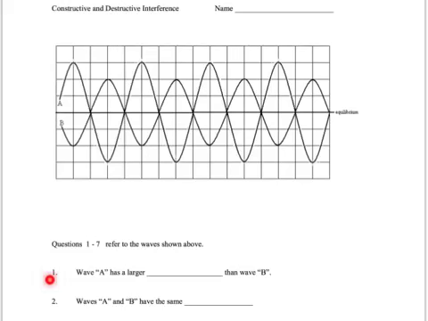Well, question number one, we have wave A, which is here. And the question is, it has a larger what than wave B? It goes farther above and farther below equilibrium. Therefore, it has a higher amplitude than B.